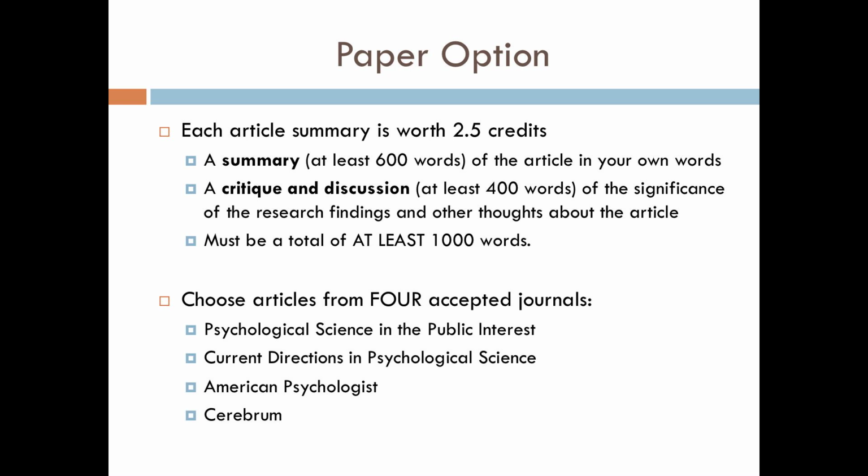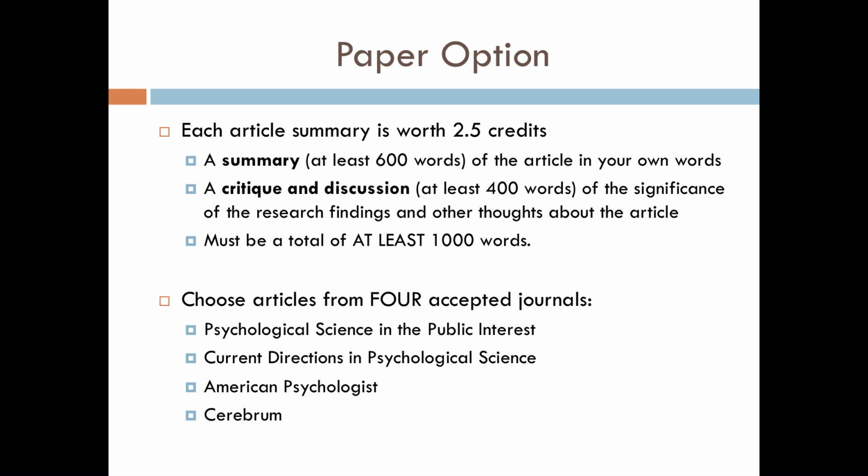The most important thing is that you need to have a total of 1,000 words for your article summary. So please do a word count and make sure that you have 1,000 words. This does not include your name or any of the other header information. It's the actual summary and critique and discussion combined that must be 1,000 words.